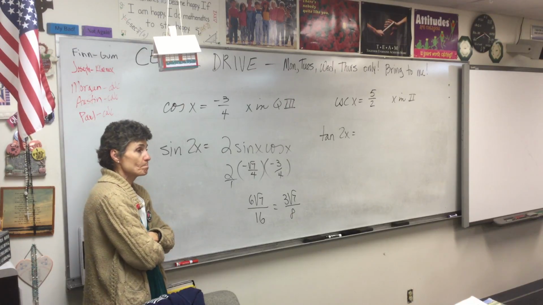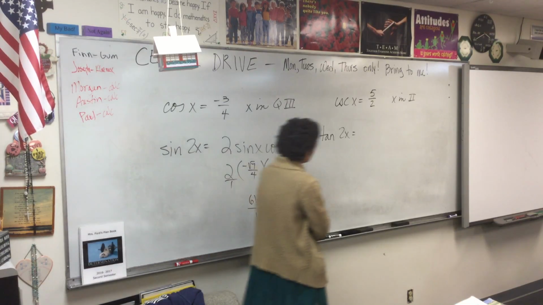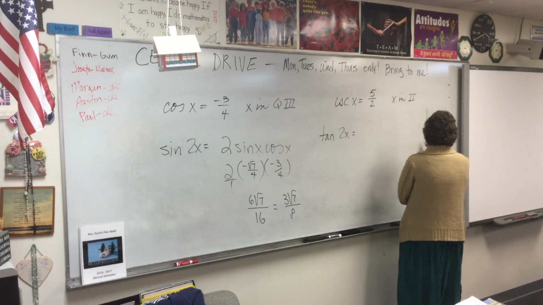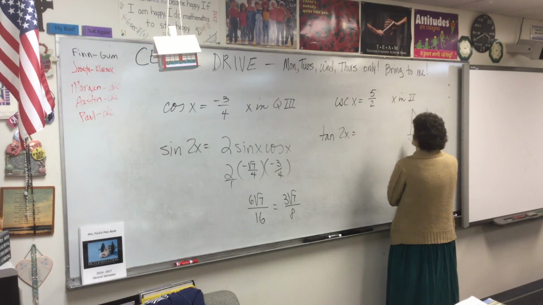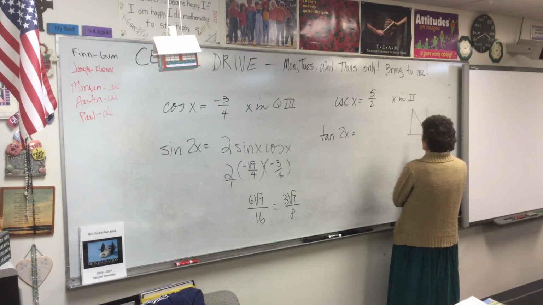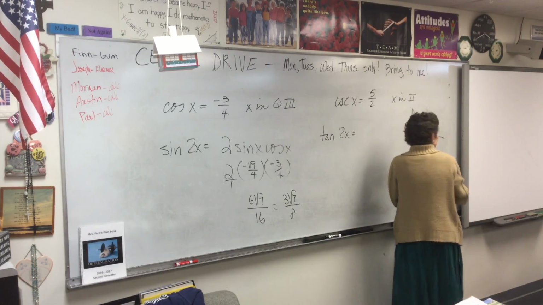All right, what do we do? Draw a picture of the given. So this time we're in quadrant 2, and the cosecant is 5/2, so it would look like that.